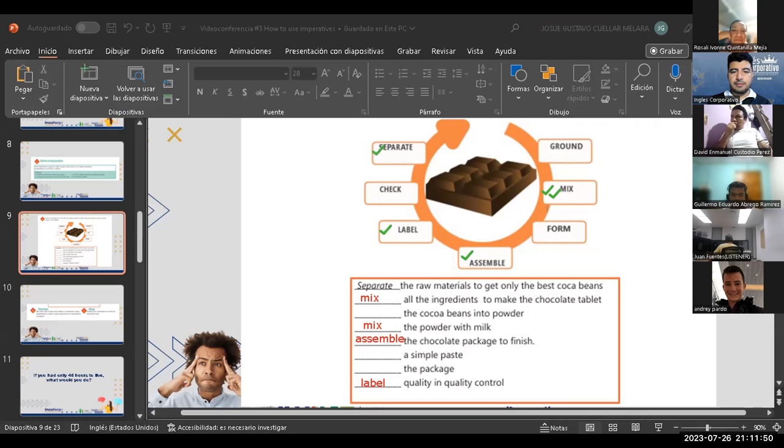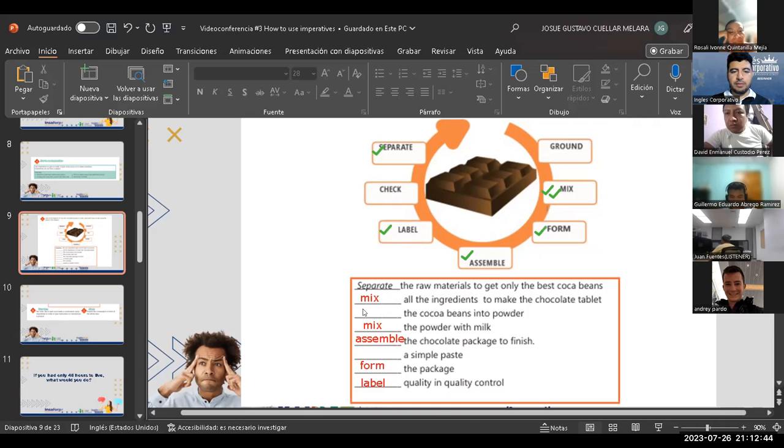Teacher, before the last. Okay, before the last, assemble the package. Okay. No, sería form, porque si solo hay un assemble. Yeah. Form the package. Okay. Form the package. Yeah, that's it. Form. Thank you. And we have just check and ground. Maybe a simple pass.